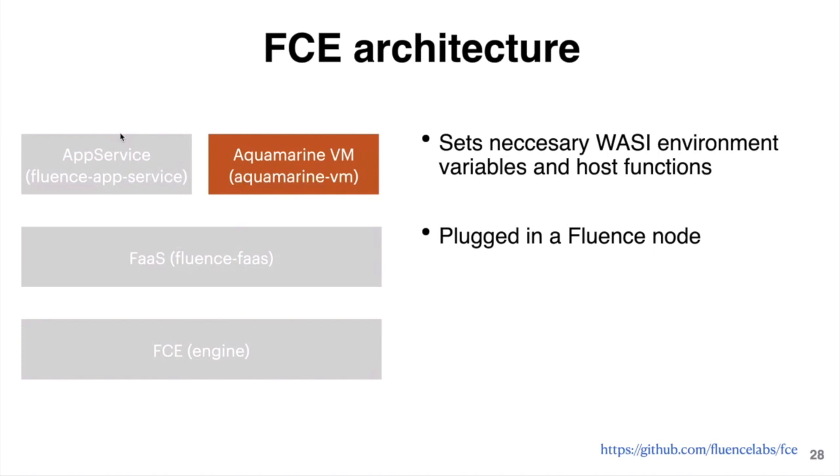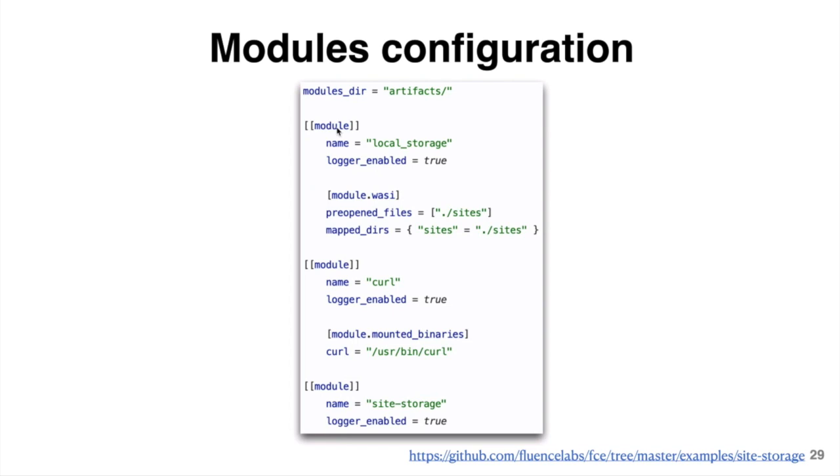As I said, Aquamarine is based on calculus, and it could also be compiled to WebAssembly and run on our CE as a module, as a usual module. On the slide, you can see an example of configuration. Each service inside Fluence could be represented with such a config. This config has several modules, yes. So three modules we can see in the previous slides, and they could be loaded in this order, like in the config.